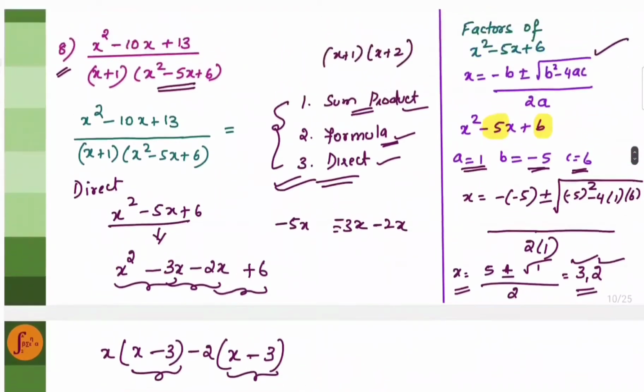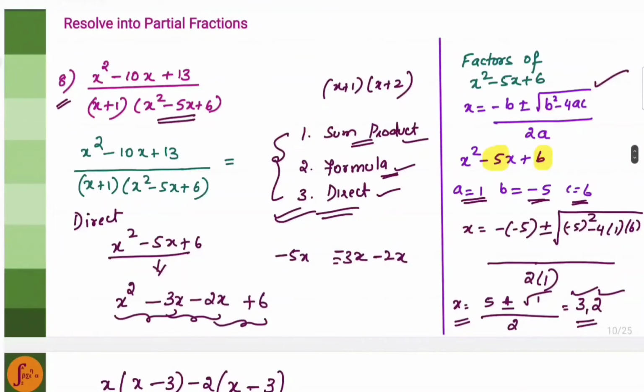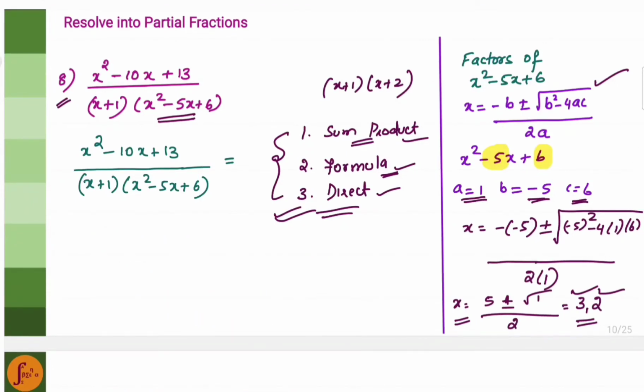So there are multiple methods. 3 methods I have already mentioned. So you may need to practice all of these methods to arrive at the factors. And this is very important for resolving partial fractions related problems. So from all 3 methods, we know that the factors are x minus 3 and x minus 2.